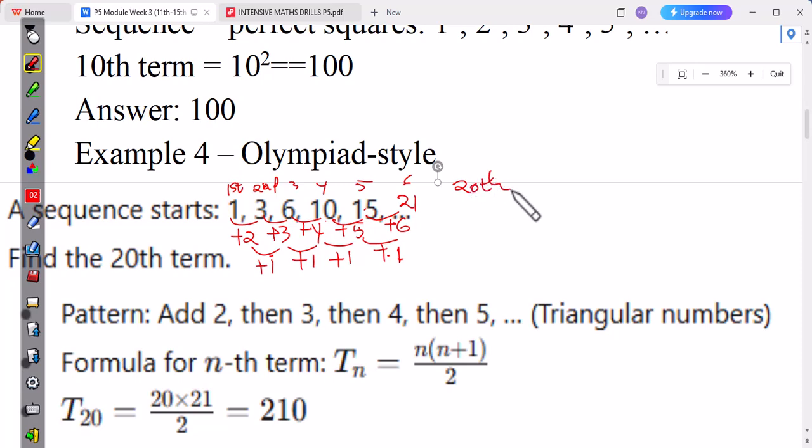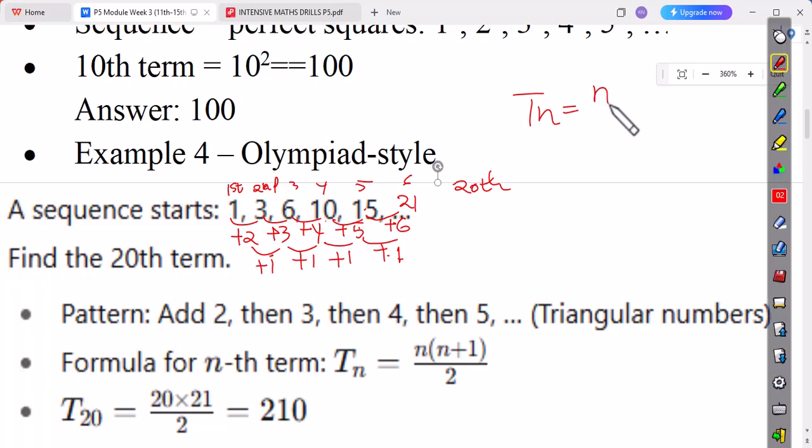How to find this 20th? We can use the formula of the nth term. Okay, the formula is Tn equal to n times n plus 1 divided by 2. So what does this n stand for?